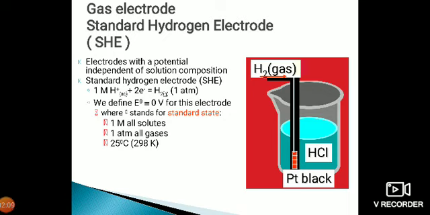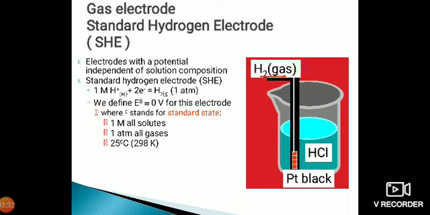Second one is the gas electrode. In a gas electrode, the electrode material is a gas. Example, you can take the standard hydrogen electrode. Here, in these electrodes, the potential is independent of the solution composition. A gas electrode can be constructed.